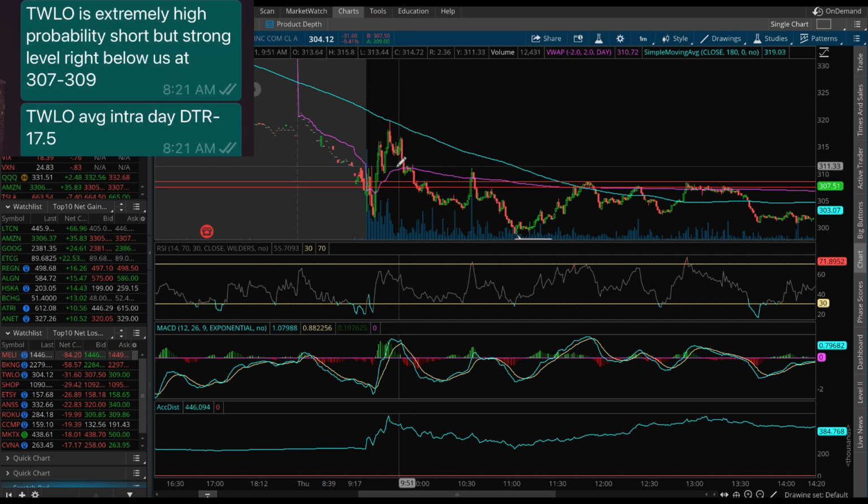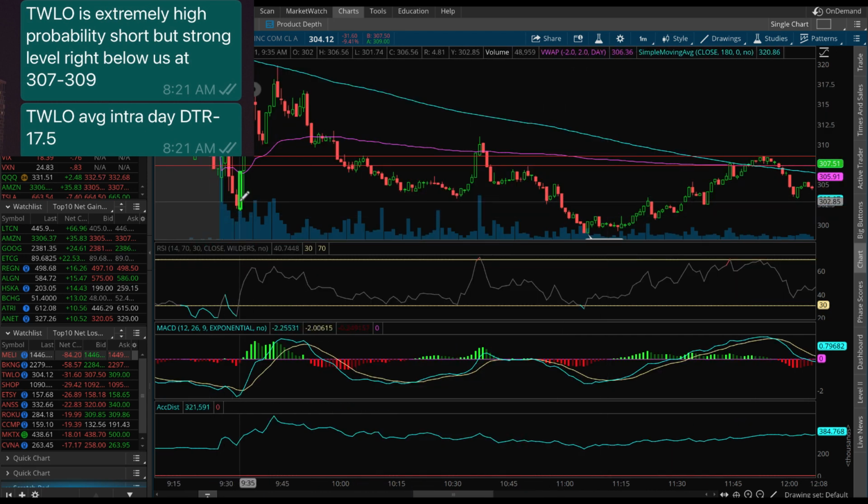Okay, so when we say Twilio is extremely high probability short, what does that mean? It means we want to short it as opposed to going long of it. Going long means buying calls, buying shares in expectations that it's going to rise. Okay, so when you're shorting a stock, you want it to go lower. In this case, we're shorting Twilio because we know we have a very good chance of winning if we do so. So when we're shorting Twilio, we don't want to short it here.